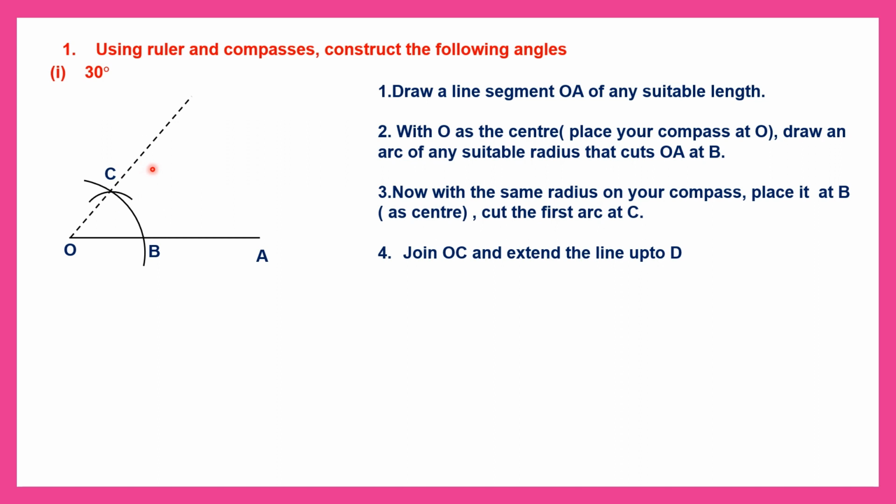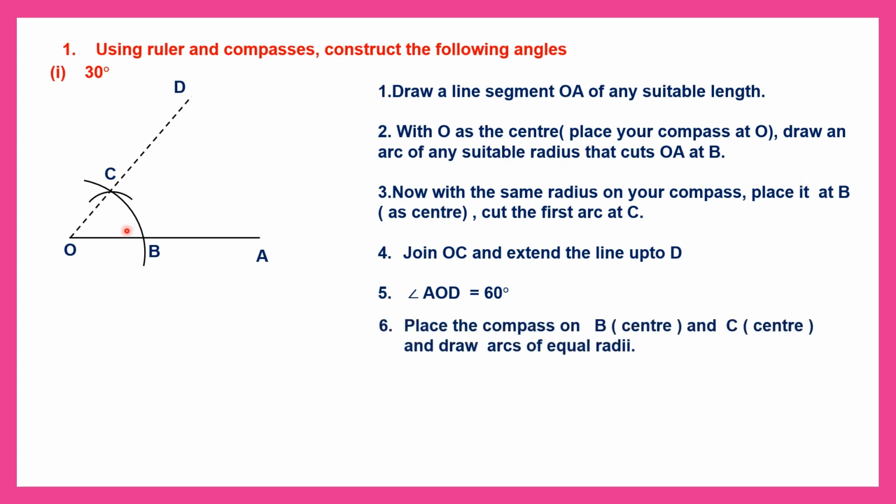Why have I used a dotted line? Because 60 degrees is not what we want. We want a 30-degree angle. So the 60-degree angle will be a dotted line. So we'll mark it D. We've extended that line, projected it up to D. Now angle AOD, this angle is 60 degrees. But we want 30 degrees. So what are we going to do?